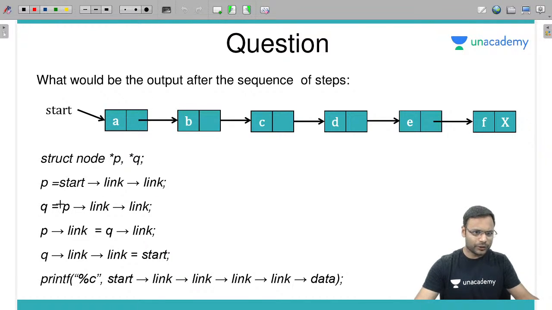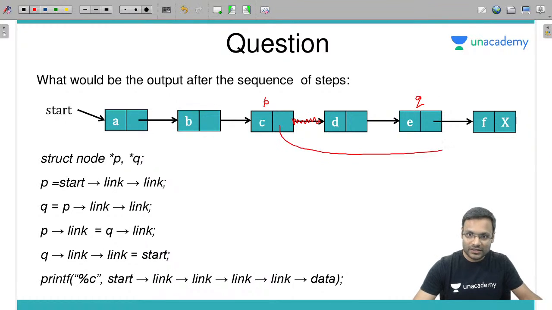2 pointers P and Q. P equals start link. Second, start link and link. P is here. 3 times. Start, link and link, third node. Q is equal to P's link link. P's link means this node. Next, P's link, this one, updated by Q's link, meaning the address of this node. So see, its next is this.